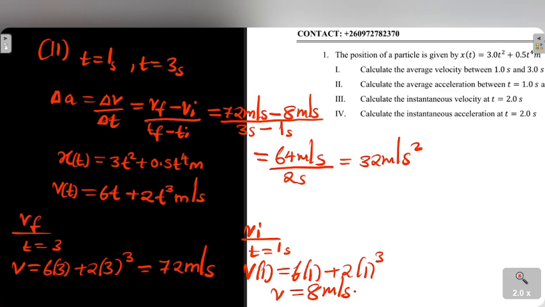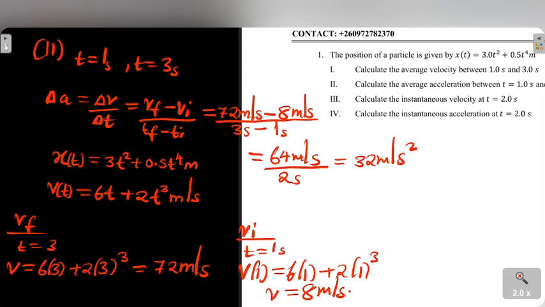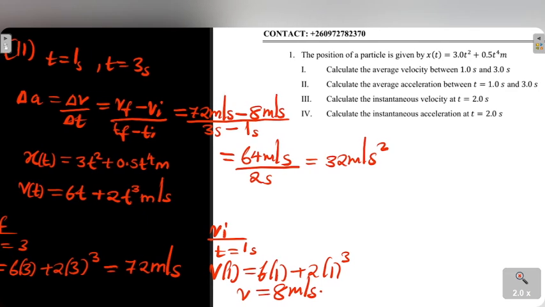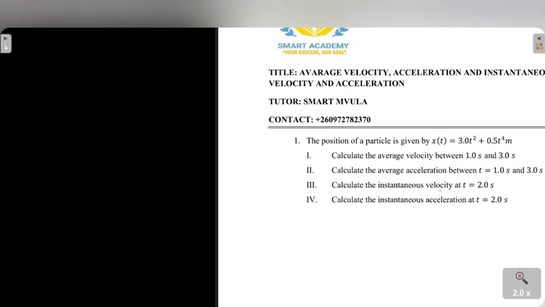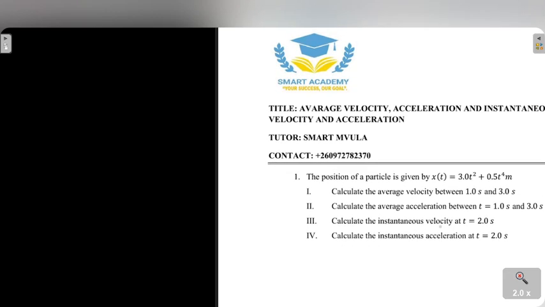So now moving to part 3. So we have our part 3 now. When you look at part 3, it is saying calculate the instantaneous velocity at t equal to 2 seconds. So I have to find the instantaneous velocity at t equal to 2 seconds there. So for us to calculate the instantaneous velocity, we need to obtain our velocity function.